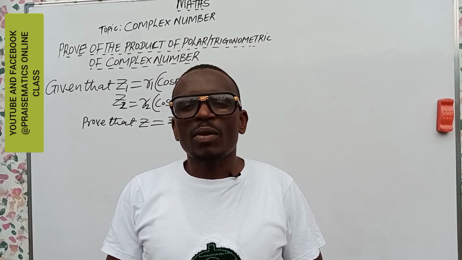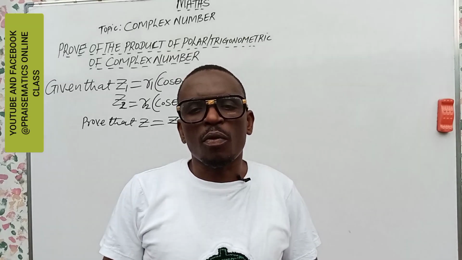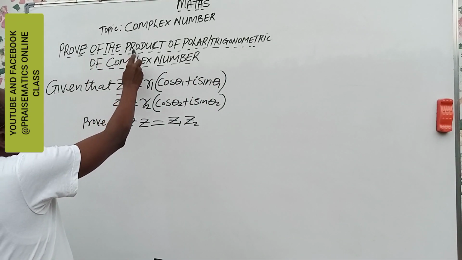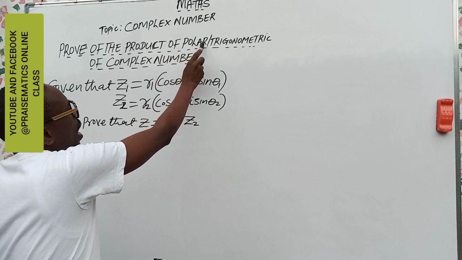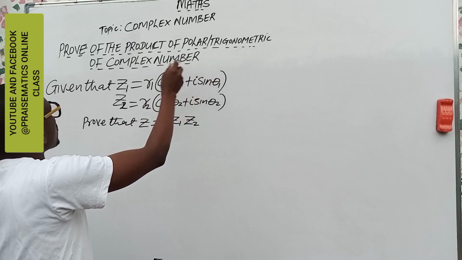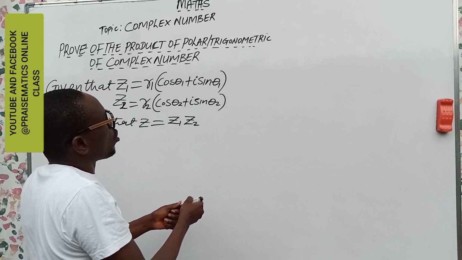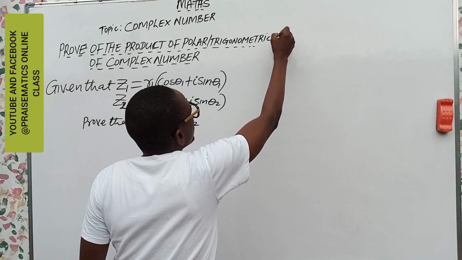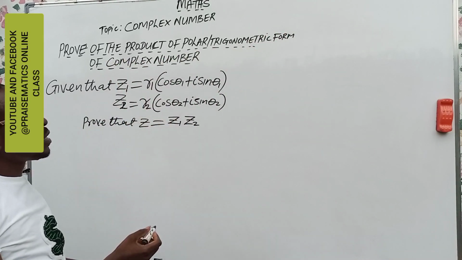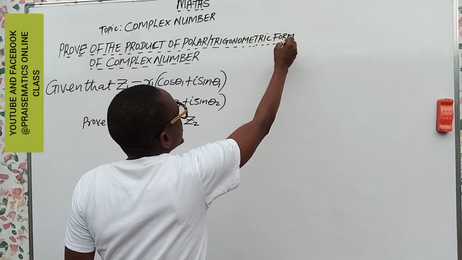In this class, we are going to look at the proof of the product of the polar/trigonometric forms of complex numbers. So we are going to look at it.